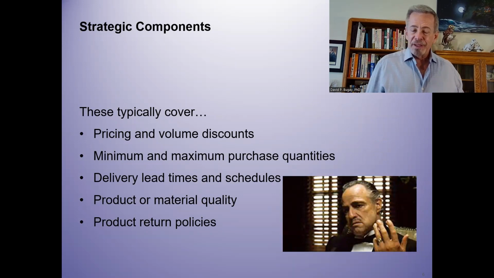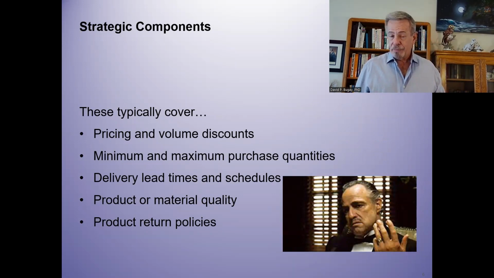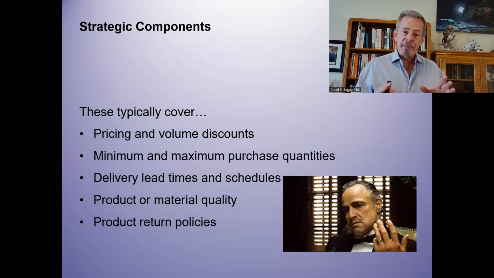Here are 5 different areas that are pretty common in most contracts. Pricing and volume discounts: if I buy this much, what will my pricing be? And by the way, if I buy this much this year, will my price drop? You put that right in the contract. Minimum, maximum: you need to buy a minimum of 1,000 to qualify for this, but if you get 20,000, you too can sit down and have a discount over here. That is commonly in the contract.